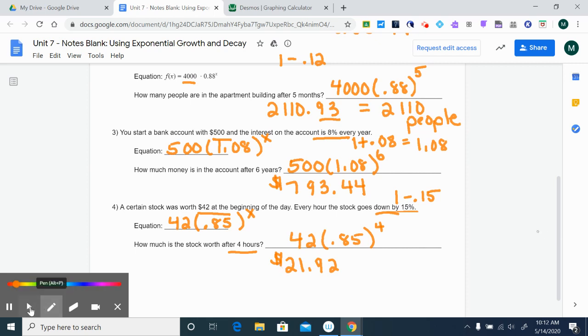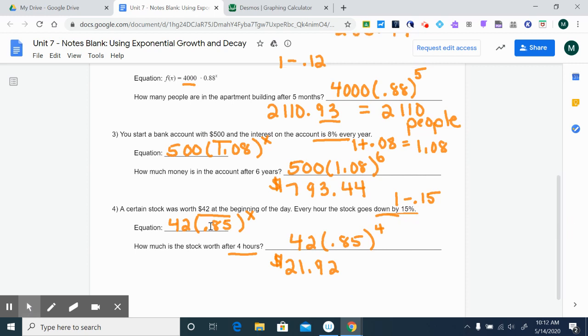So there you have it. When we're just using our exponential equations, we're just substituting in the value that we're looking for for x. So like at 4 hours, we just substituted 4 in for x.